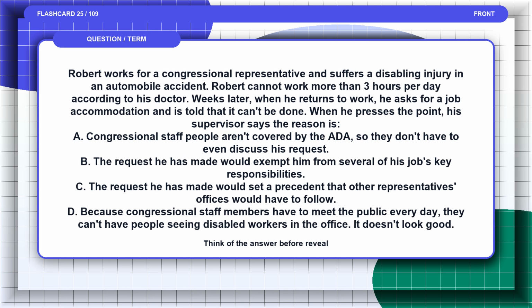Flashcard 25. Robert works for a congressional representative and suffers a disabling injury in an automobile accident. Robert cannot work more than 3 hours per day according to his doctor. Weeks later, when he returns to work, he asks for job accommodation and is told that it can't be done. When he presses the point, his supervisor says the reason is congressional staff people aren't covered by the ADA, so they don't have to even discuss his request.